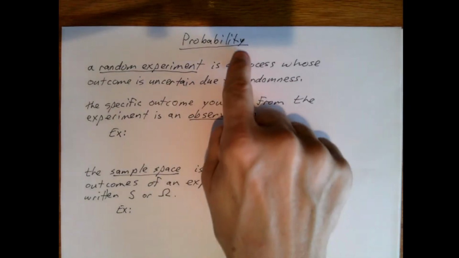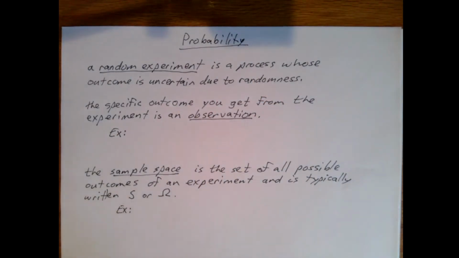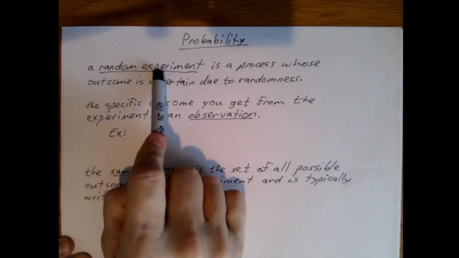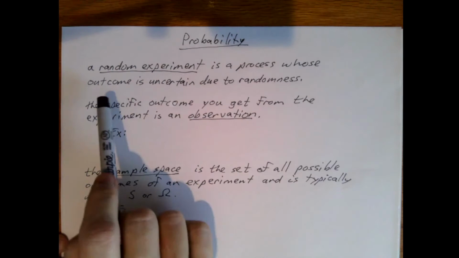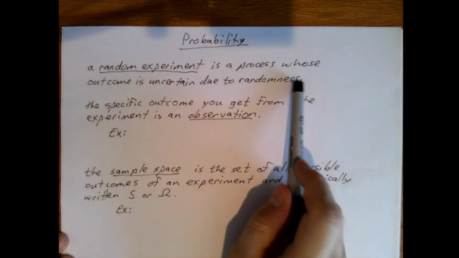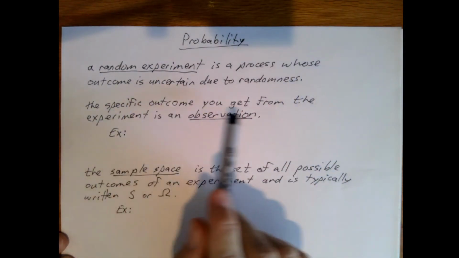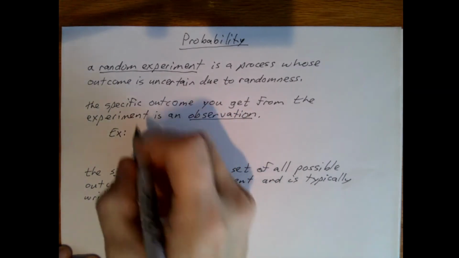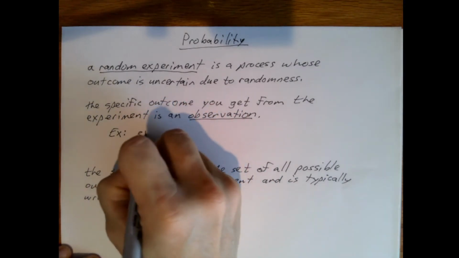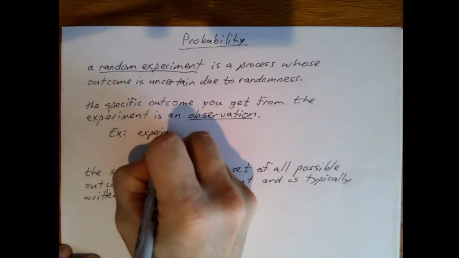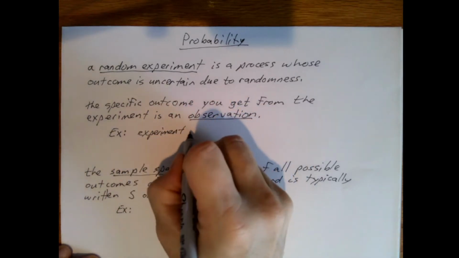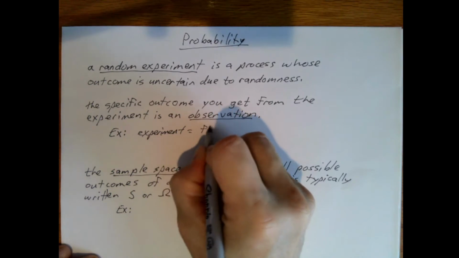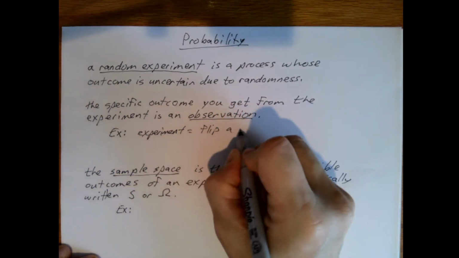Now we're going to talk about probability, but first we need to introduce some definitions. A random experiment is a process whose outcome is uncertain due to randomness. The specific outcome that we get from the experiment is an observation. So let's say that our experiment is to flip a coin twice.